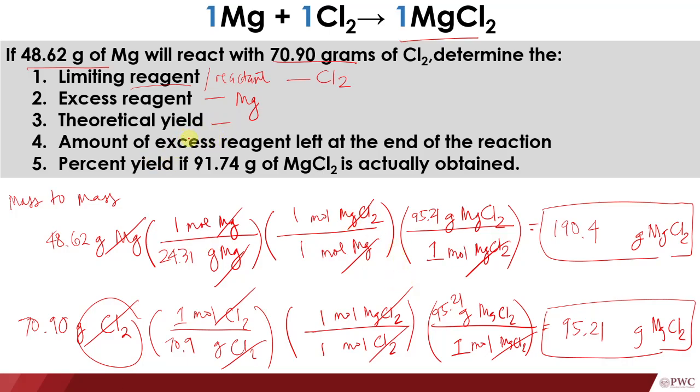Now, what's the expected amount of the product from this reaction? It will depend on the amount of the limiting reactant. And we have solved that one already. So this reactant can only produce 95.21 grams of MgCl2. So this will be the theoretical yield. This will be the expected amount of product that can be produced from this reaction. So again, the expected amount or the theoretical yield is 95.21 grams of MgCl2.